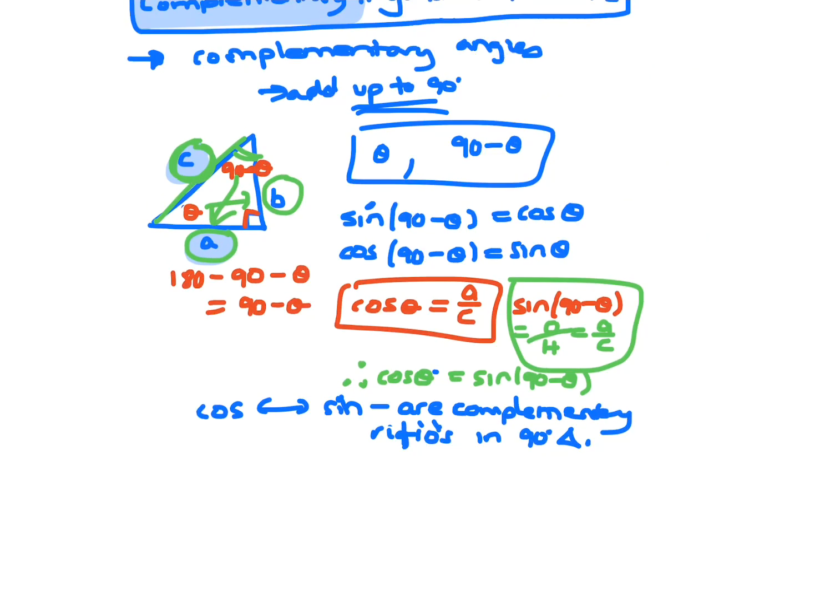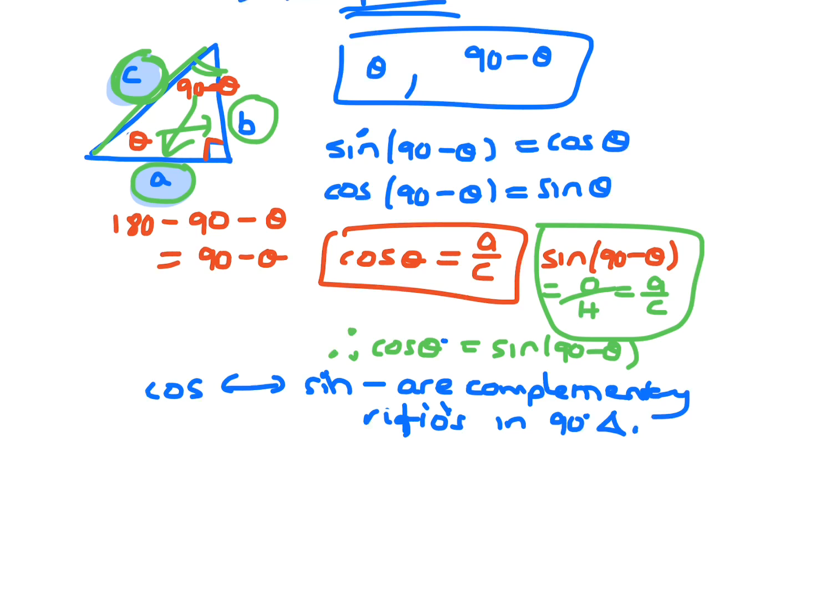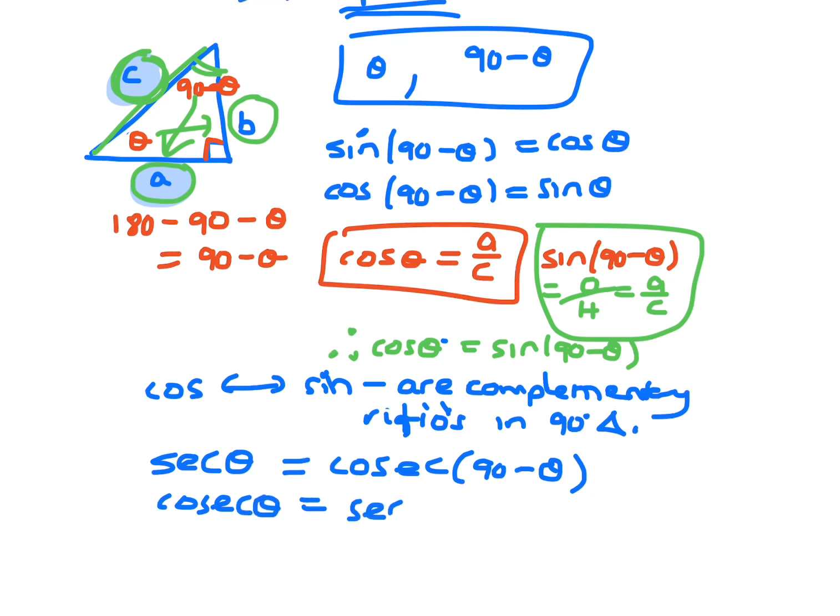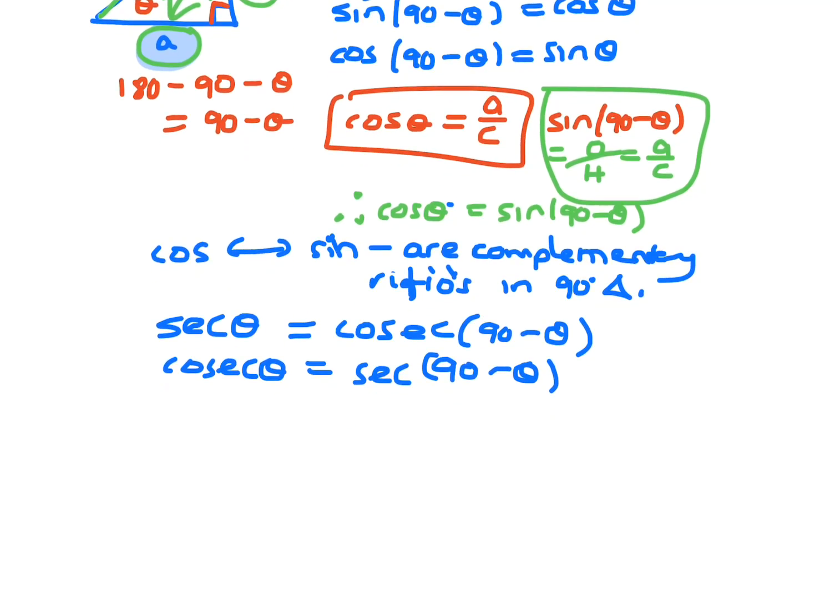Okay, so there are two other trig ratios that relate. One of them is sine and cos. The other one is sec and cosec. So sec theta equals cosec of 90 minus theta, and you can prove it in much the same way you did the other one. And cosec theta equals sec of 90 minus theta. It's really handy to know both of these, and you'll probably use them a little bit more later.